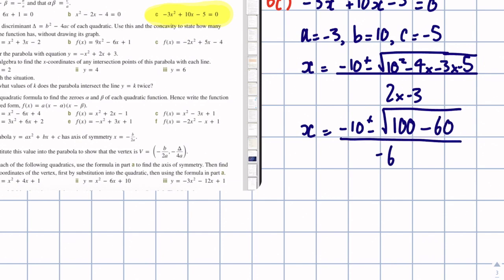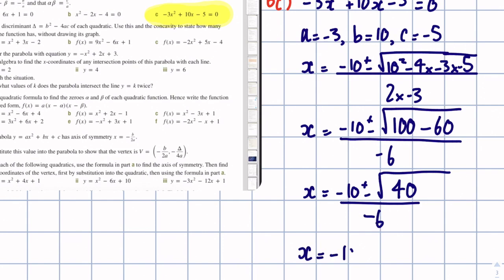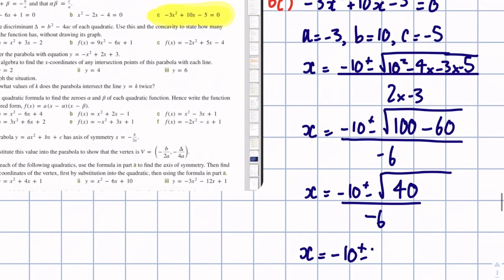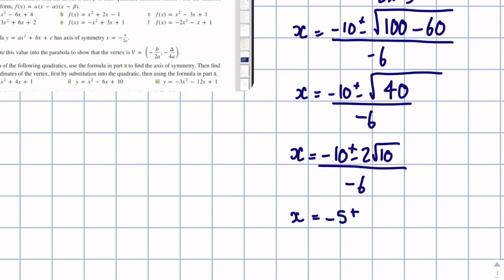All over negative 6, which is x equals negative 10 plus minus the square root of 40 over negative 6, which gives me x equals negative 10 plus minus, what goes into 40? 4 and 10, nothing bigger? No. So that's 2 root 10 all over negative 6. Divide everything by 2. I could have factorized, but we're going to go straight into that. Negative 5 plus minus root 10 over negative 3. Divide everything by negative. x equals 5 minus plus, same deal, root 10 over 3.